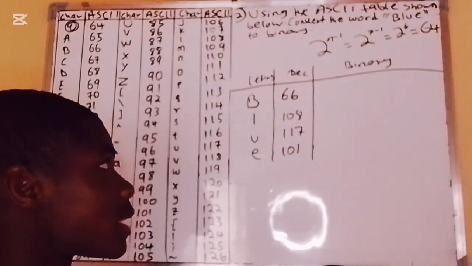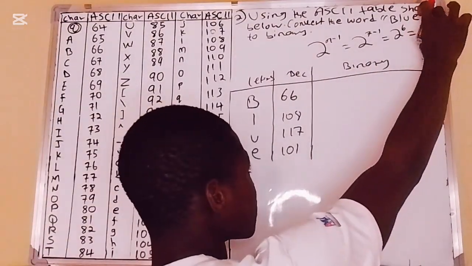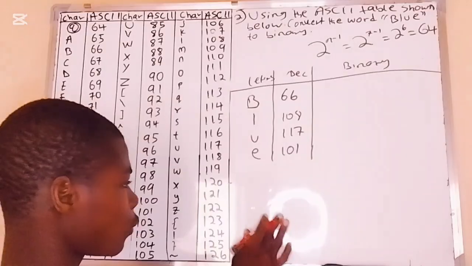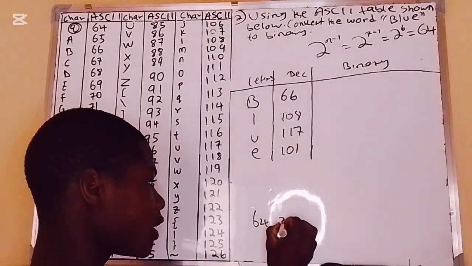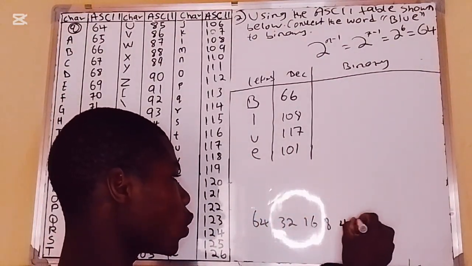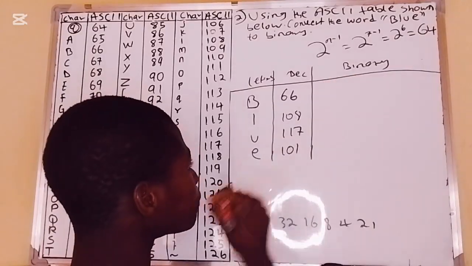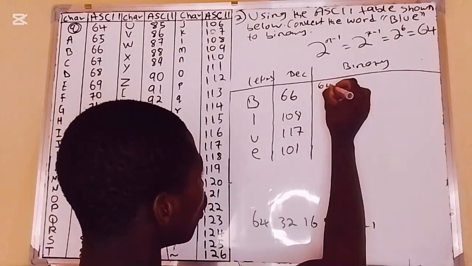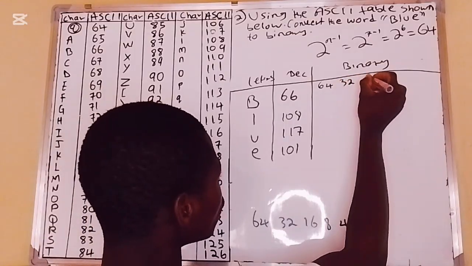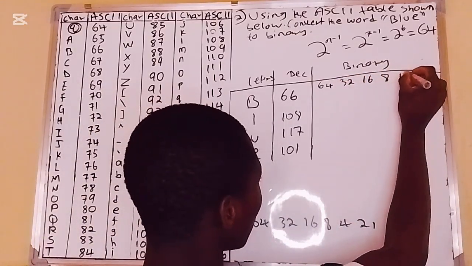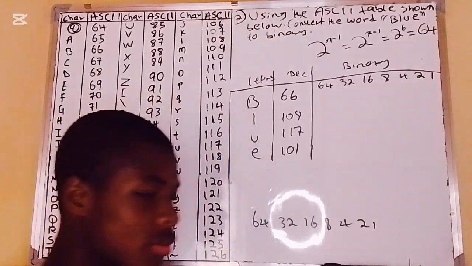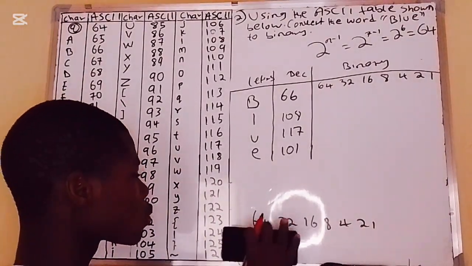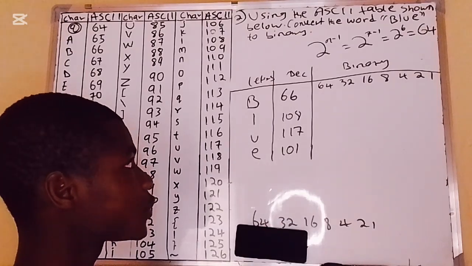The easy way is that I determine the placement of the ASCII code binary, which is 64, 32, 16, 8, 4, 2, and 1. I have 64, I have 32, I have 16, I have 8, I have 4, I have 2, I have 1. Someone might ask, what should I do with this? So wait and see. You have to concentrate.